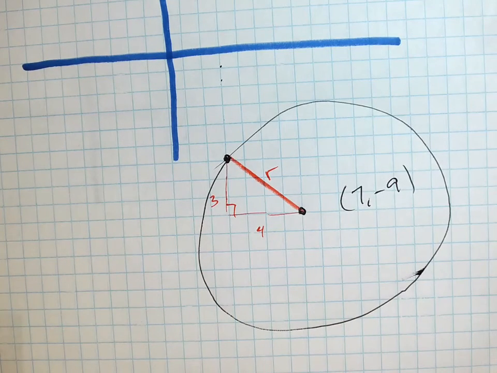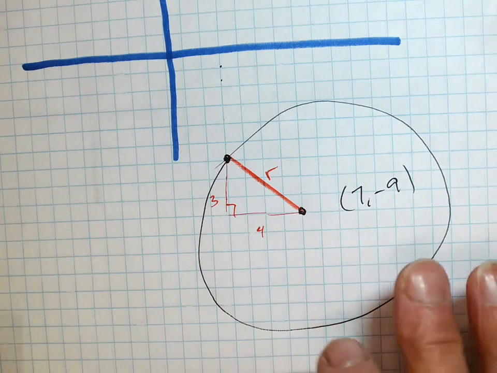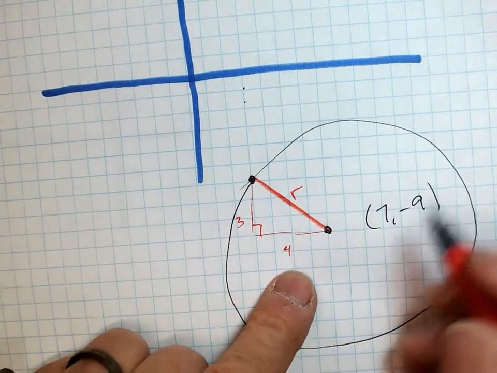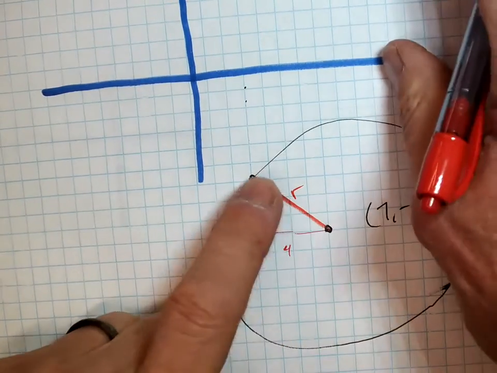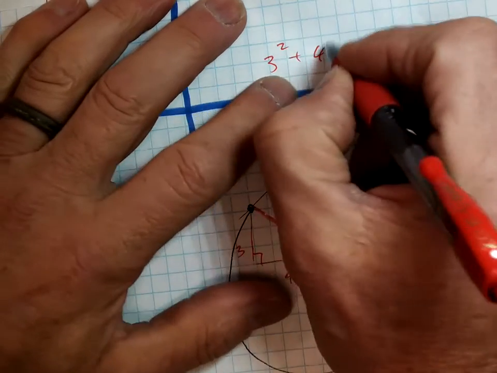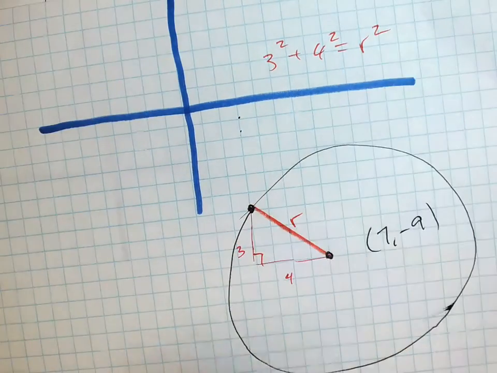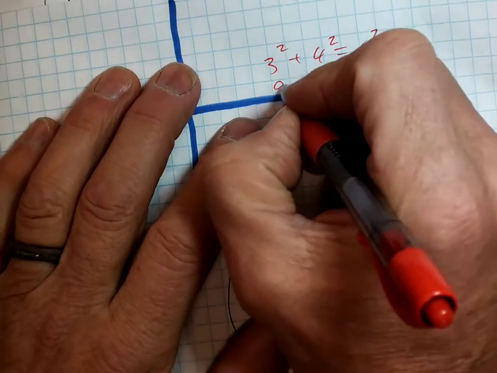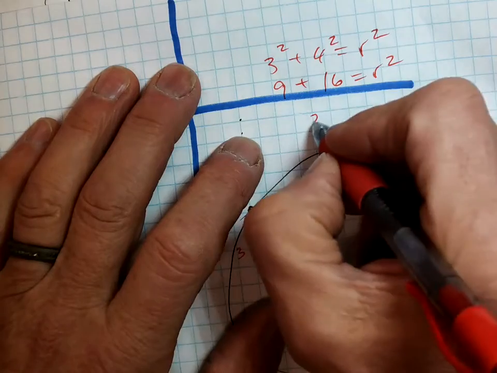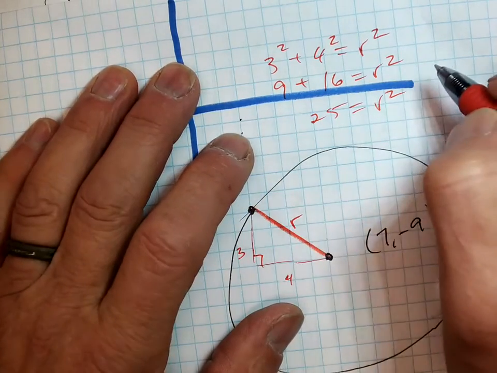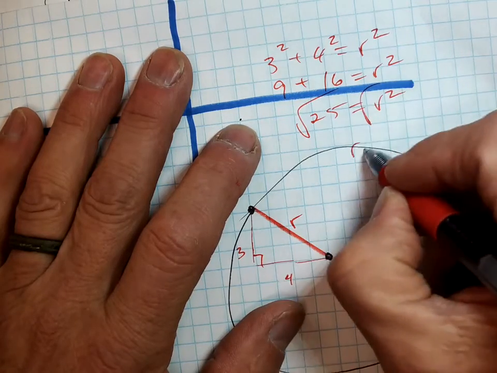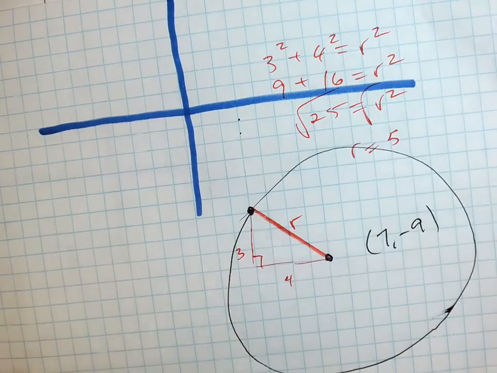So instead of a squared plus b squared equals c squared, let's write this formula down. It is going to be x squared plus y squared equals r squared. So if I do my Pythagorean theorem, I'm going to go 3 squared plus 4 squared equals r squared, right? And I've got 9 plus 16 equals r squared. 25 equals r squared. Square root. r is 5. Okay, now we're almost done. Let's put it all together.